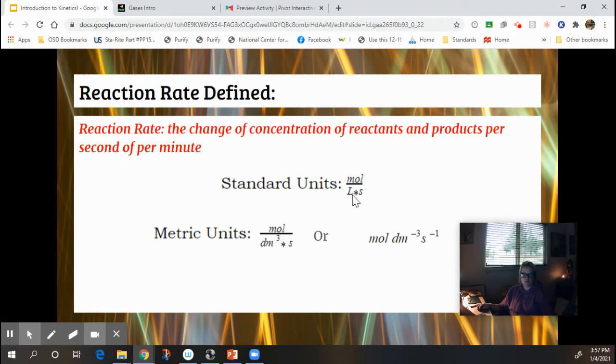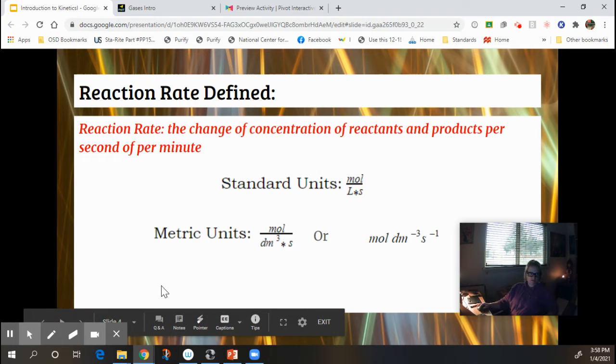divided by liters, per second. And that's why seconds is in the denominator here. This notation would be for standard units, as if you were a US student writing this. But IB prefers those metric units of moles per cubic decimeter times seconds, where these will be all in the denominator, or you'll see them where you will have a negative exponent, meaning decimeters cubed is in the denominator here. Seconds is going to be in the denominator as well.